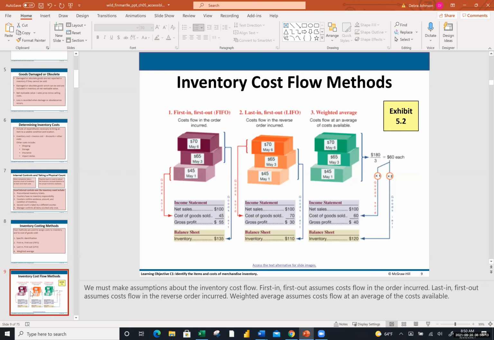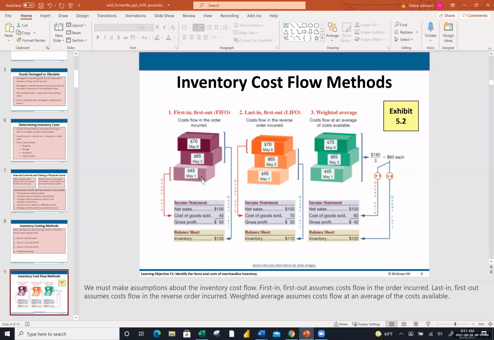Okay, then let's look at one or two more. I really like this slide. And so if I were taking notes, I would write exhibit 5.2 in your book. I think this is an excellent slide because it visually gives you a picture of what's going on. First in, first out. You see right here that costs look like they are going up from 45 to 65 to 70. So first ones in are the first ones out. They start at the bottom, and I'll use this concept today called a bucket. They start at the bottom of a bucket and they start pulling from the bottom. So cost of goods sold is made up of the oldest prices, right?